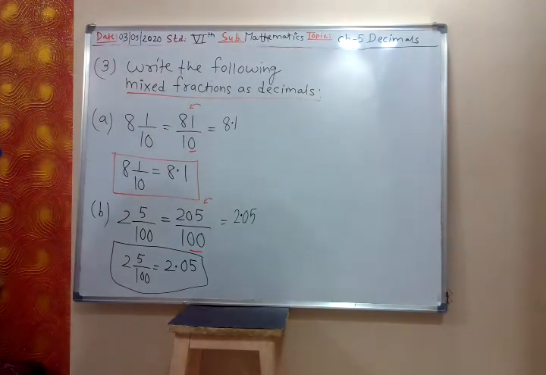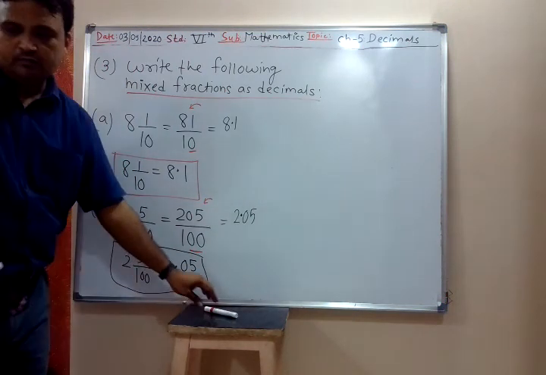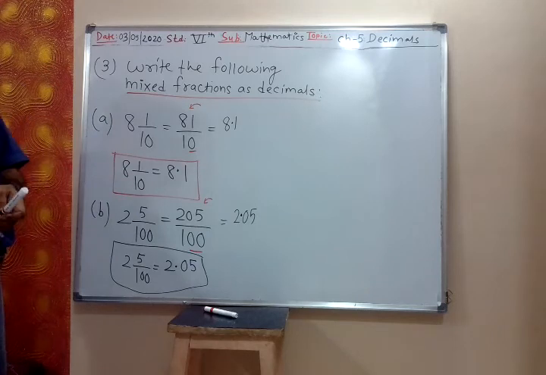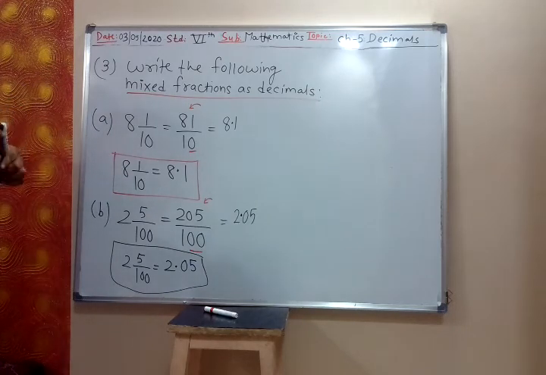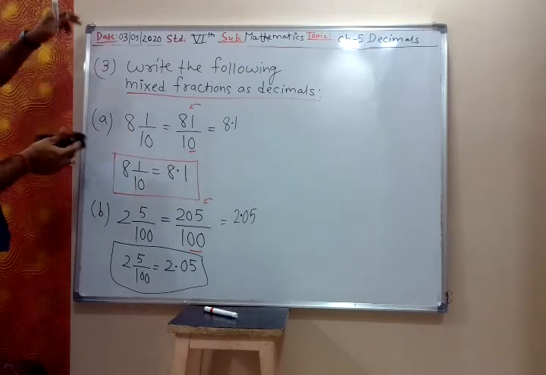We have written the mixed fraction in terms of decimals. Now next, C part. C part is 83 is to 1 upon 1000.